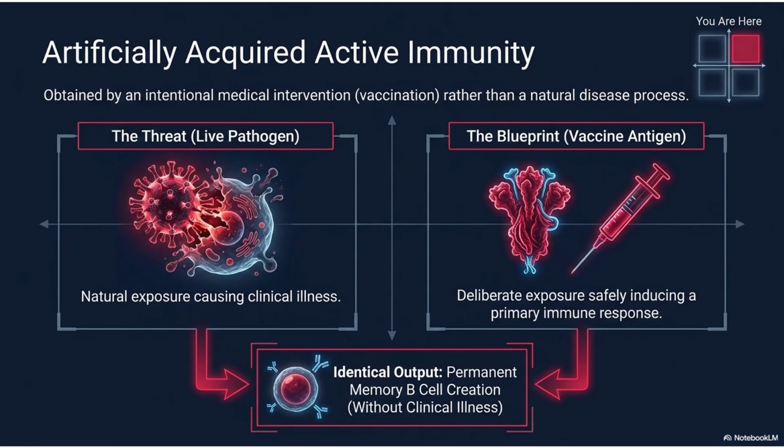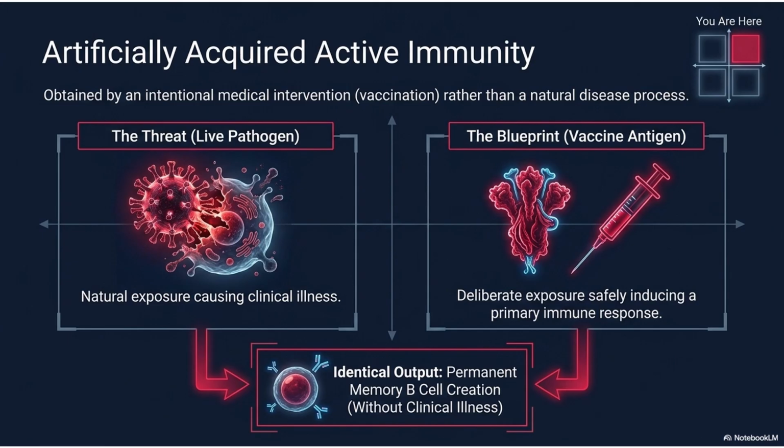The vaccine presents your immune system with recognizable pieces of the pathogen or with a weakened or inactivated form of it, so the system learns what to respond to without facing the fully dangerous version of that pathogen. And here's the crucial point at the bottom. The output is identical.